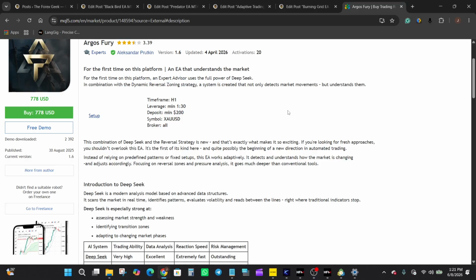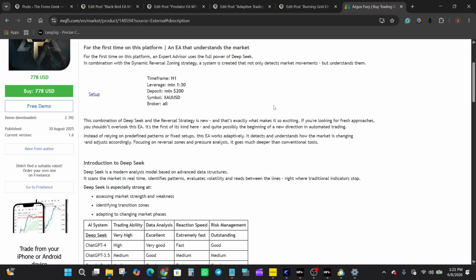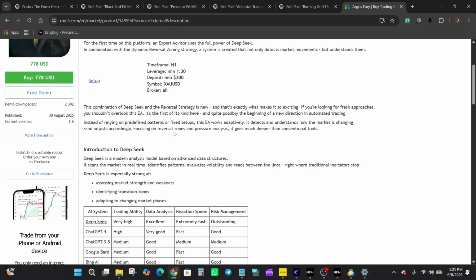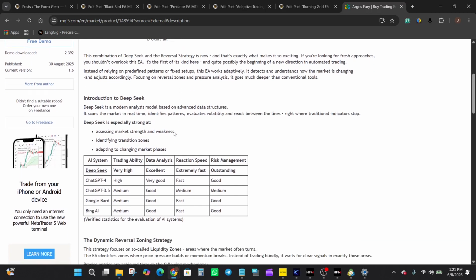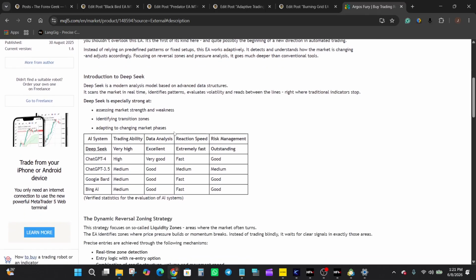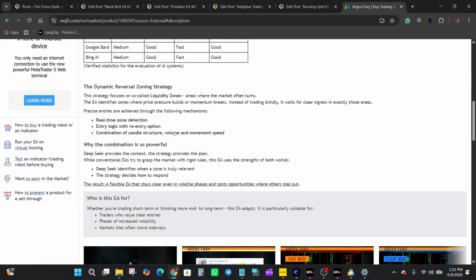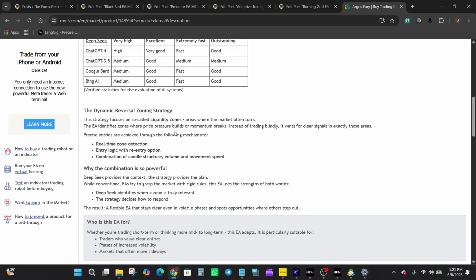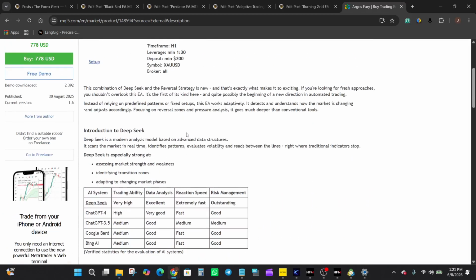Now, according to the information provided, the goal is to create an adaptive system that responds to changing market conditions rather than relying entirely on predefined patterns or fixed setups. The recommended setup is also clearly outlined here. The EA is intended for XAUUSD on the H1 time frame.